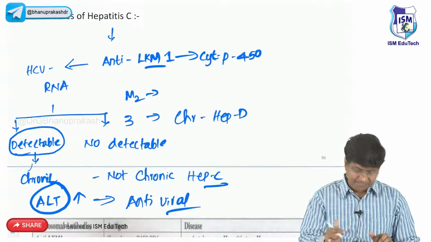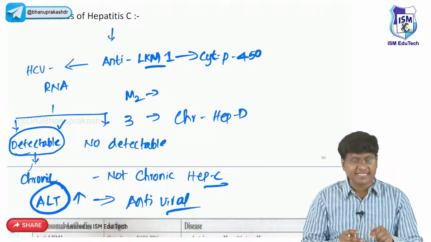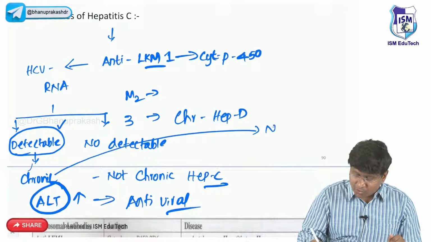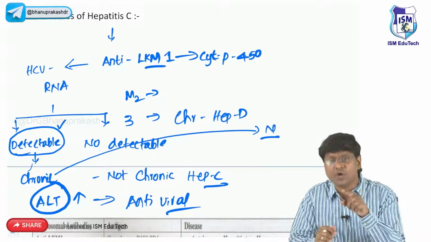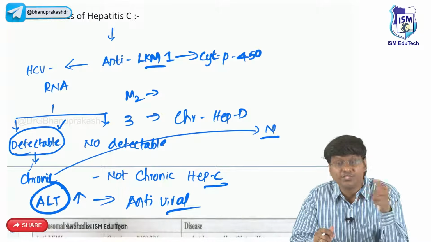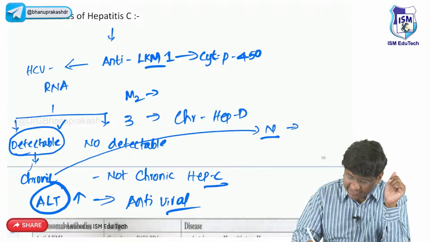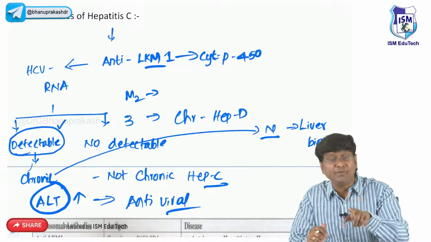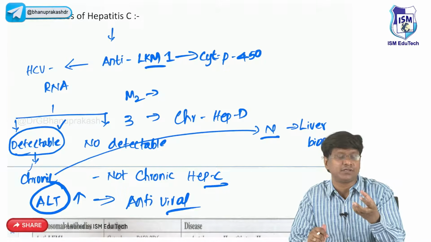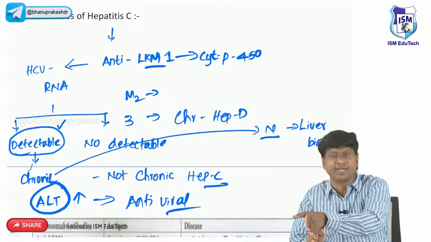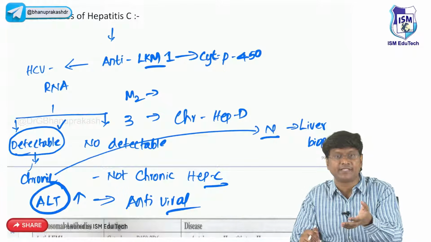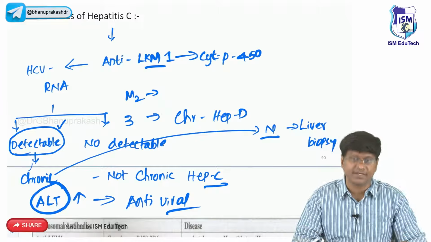Suppose there is detectable HCV RNA, so we consider it chronic, but there are normal ALT levels. When there are normal ALT levels, whether to start treatment or not will be decided by doing a liver biopsy. So perform the liver biopsy to obtain the histopathological diagnosis and staging of the chronic hepatitis. If the biopsy shows chronic hepatitis, then you start the antiviral drugs.